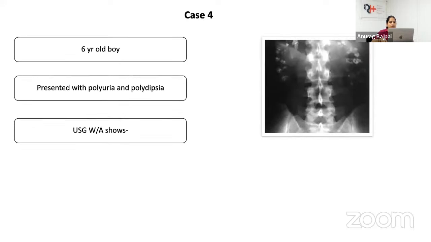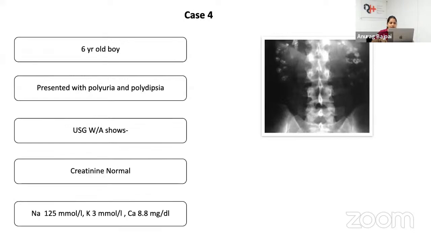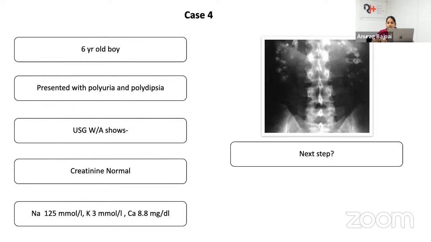Okay, coming to the next question, we have this 6-year-old boy who presented with polyuria and polydipsia, and they came with their ultrasound, which showed nephrocalcinosis, as you can see in the picture, and the creatinine level was normal. He has low sodium, which was 125, hypokalemia, and the calcium was 8.8. So what should be the next step in this case? Is it RTA or something else?